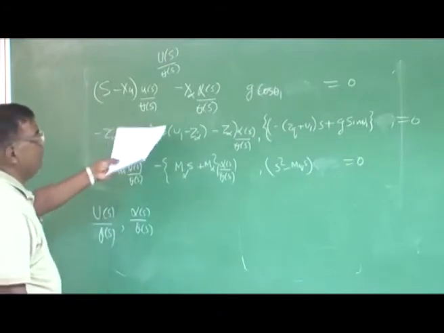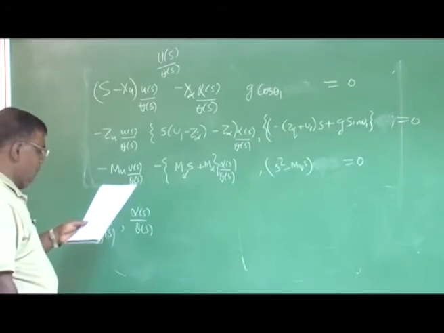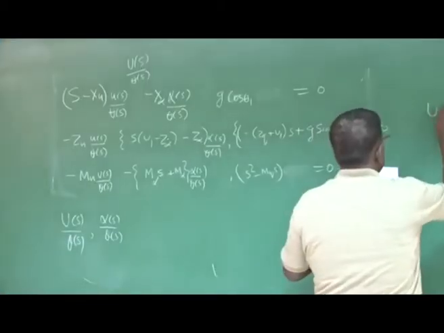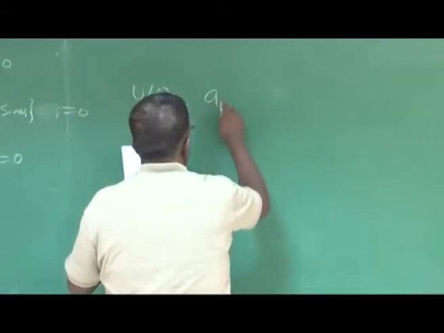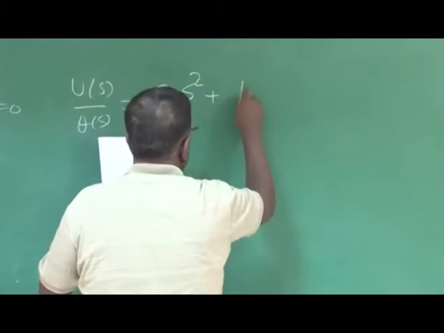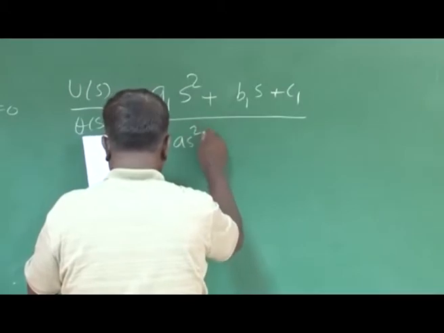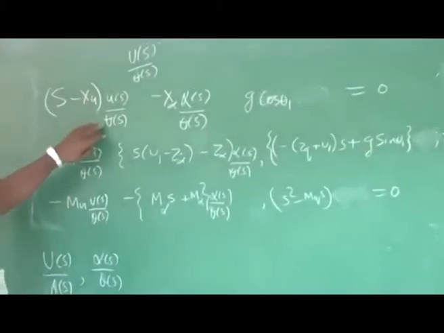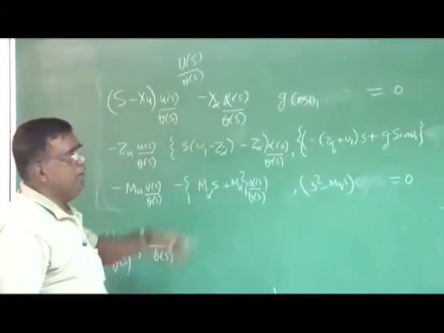And this you know how to solve. These are linear algebraic equations. And if you try to find out the expression, you can write u of s by theta of s like this, in some general form: a1 s square plus b1 s plus c1 by a s square plus b s plus c. These are algebraic equations. You have to solve these equations to find out u of s by theta of s. You can find out alpha of s by theta of s.